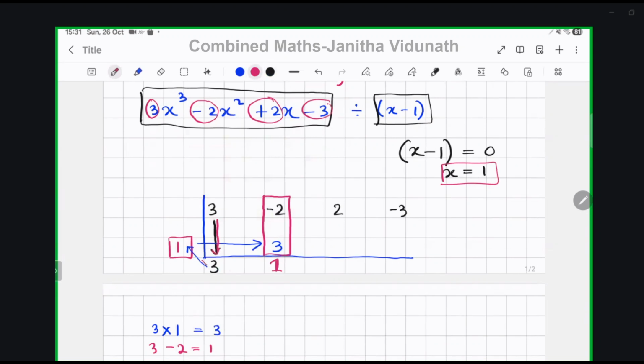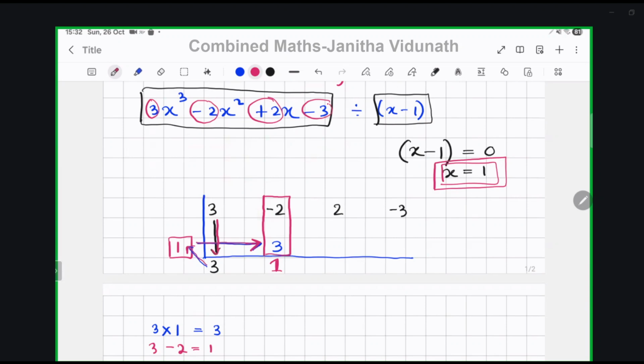Then we need to multiply it with the number inside the box. Here the number is obtained by setting the divisor to 0. Afterward, we need to multiply those two numbers and send the answer to the next column. Then we need to sum up all the numbers inside that column. That means 3 needs to be added to minus 2, so 3 minus 2 is 1.